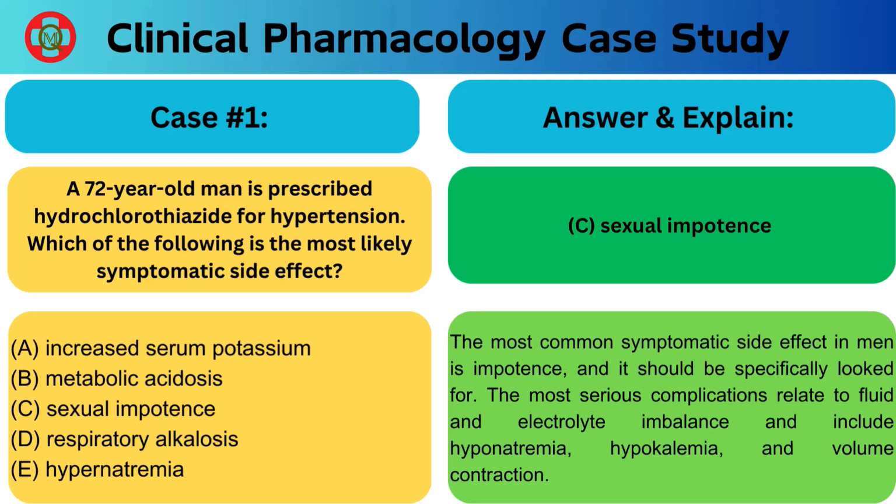The correct answer is C. Sexual impotence. Explanation: The most common symptomatic side effect in men is impotence, and it should be specifically looked for. The most serious complications relate to fluid and electrolyte imbalance and include hyponatremia, hypokalemia, and volume contraction.